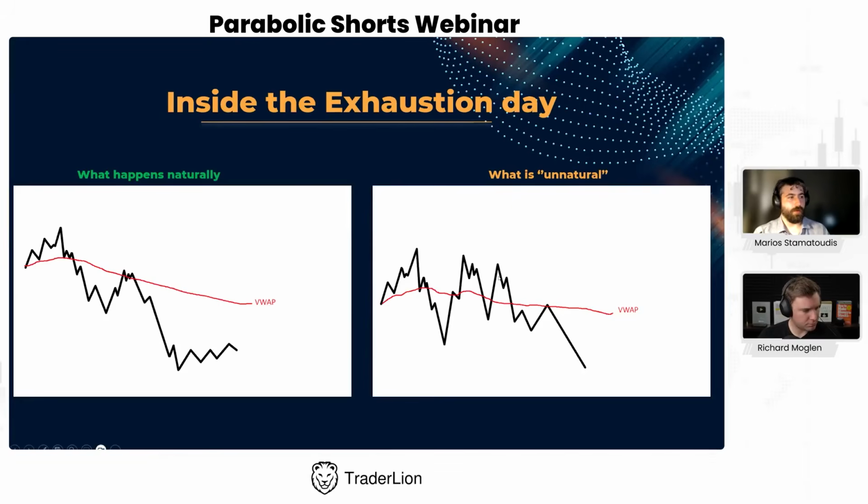Now, in contrast, when you see something like this, let's say you attempted the short here. We will discuss the setup, but let's assume you took a short here and then took a partial, and the stock moves up again, shows strength above VWAP, chops around. If you see this behavior, chances are you are not in the true exhaustion day.